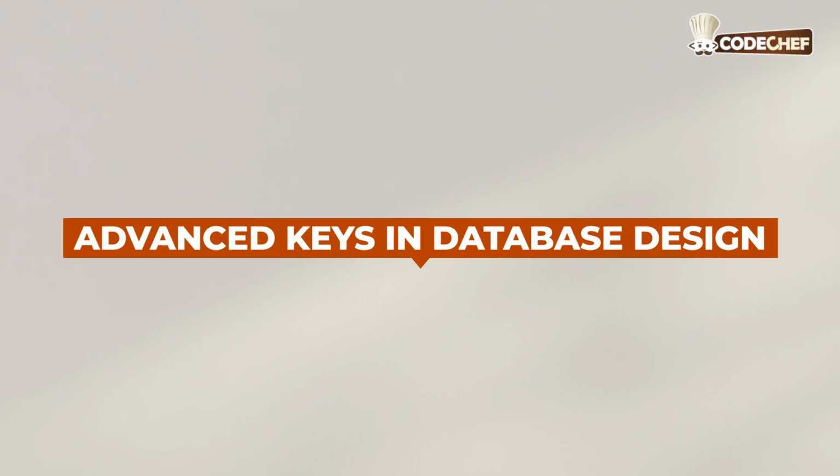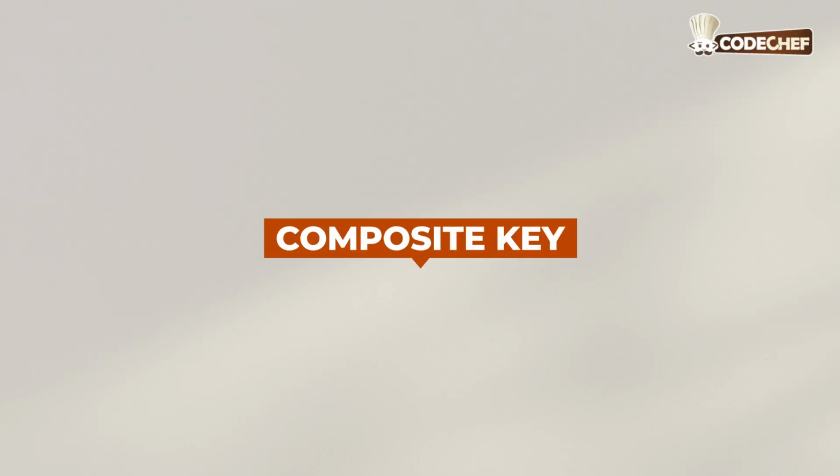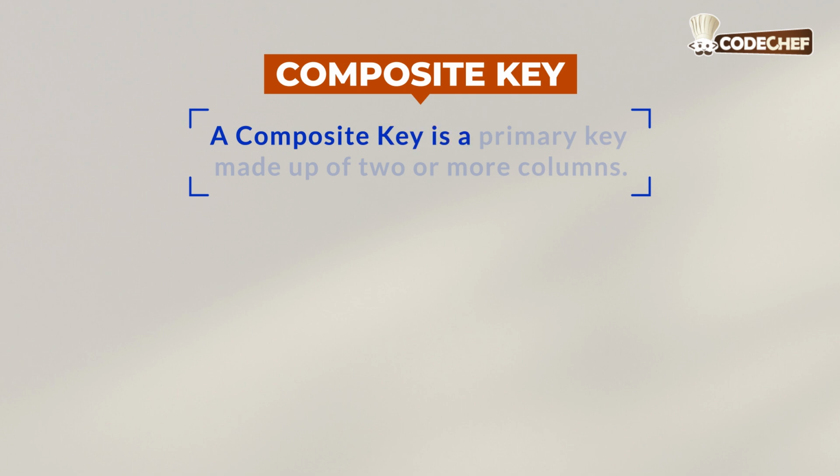Advanced keys in database design. First, composite key. A composite key is a primary key made up of two or more columns. So let's suppose no single column has the potential to become a primary key because of repeated values. But a combination of two or more columns can uniquely identify each record. So we make a combination and set it as primary key. Such kinds of primary keys are known as composite keys, which have two or more columns.